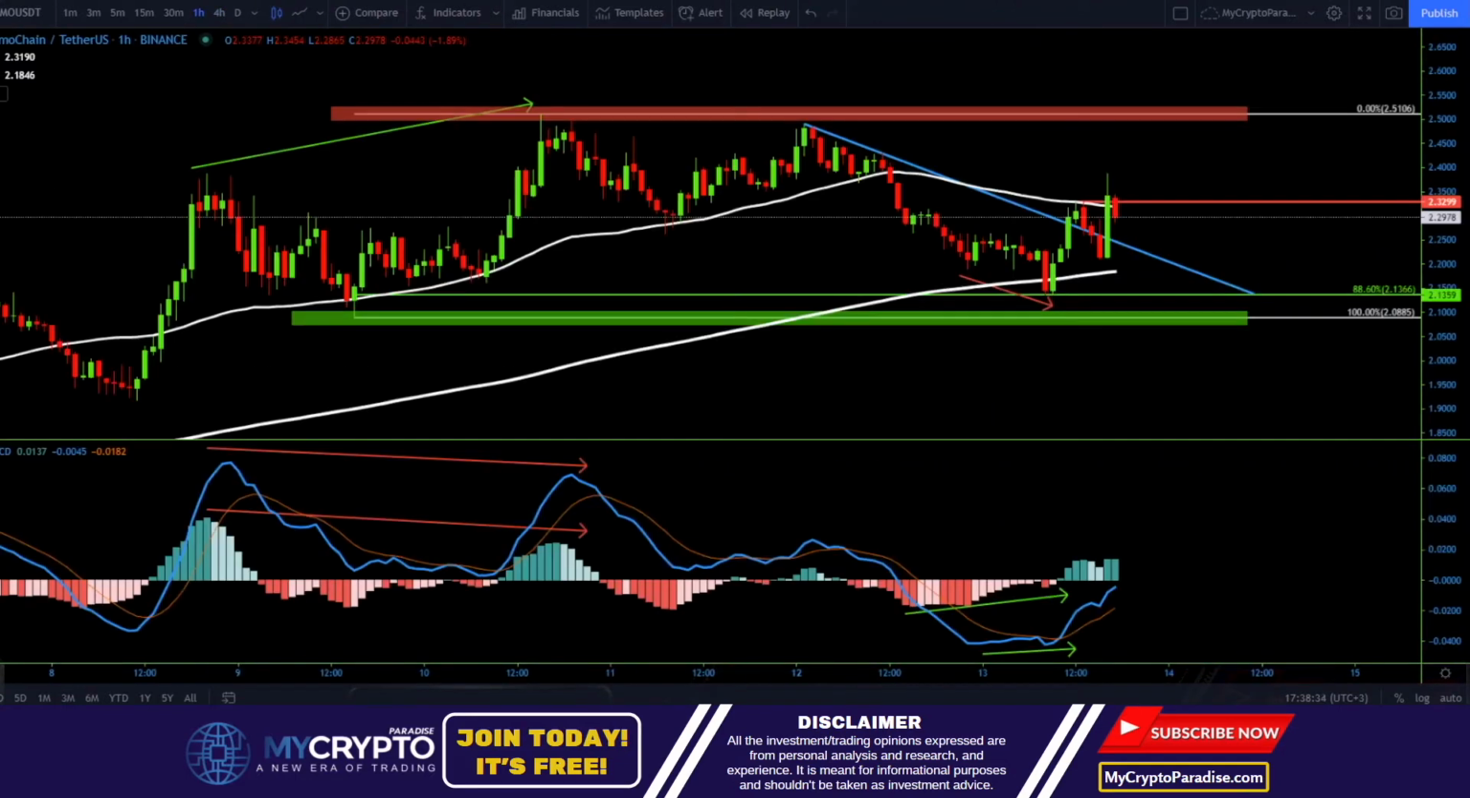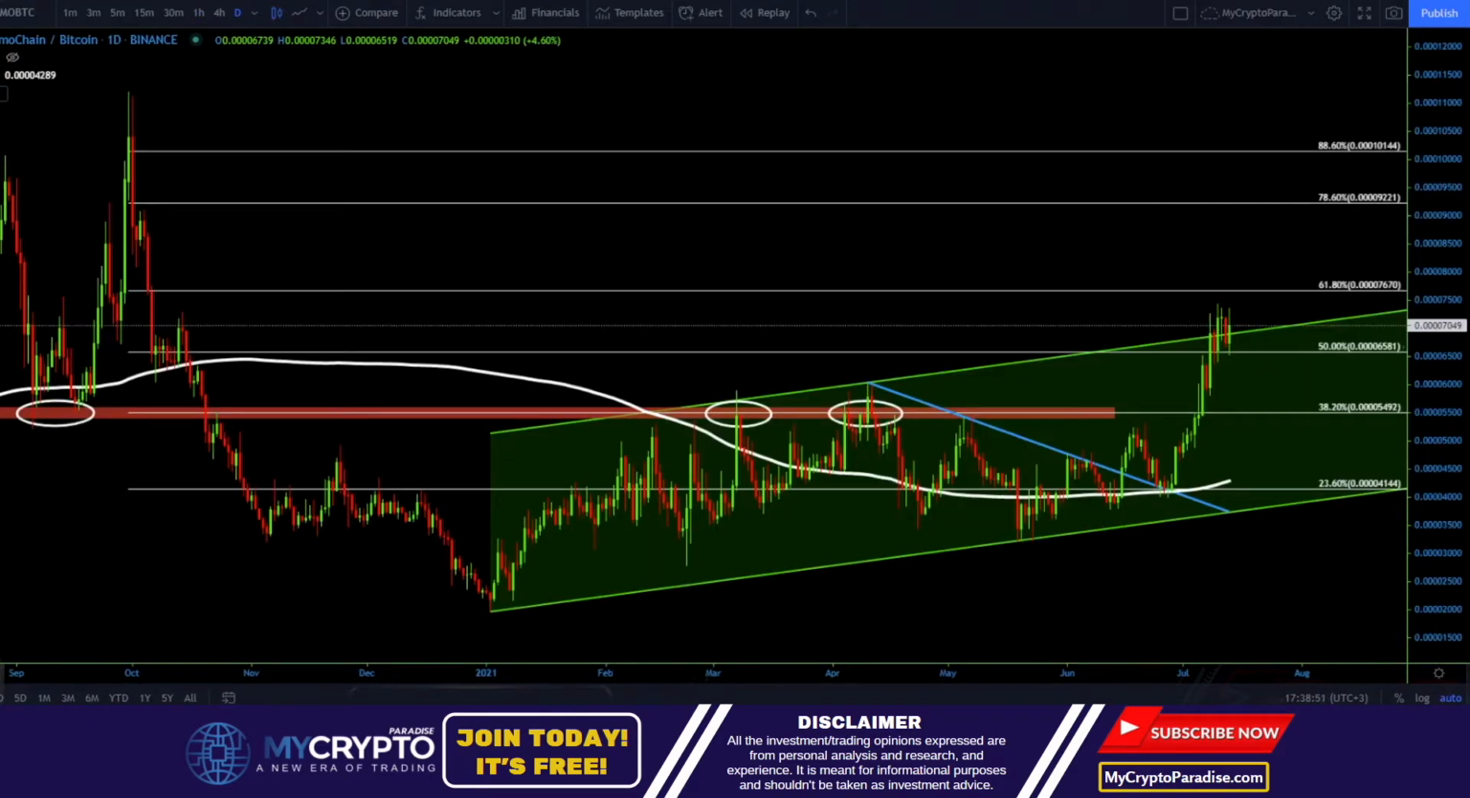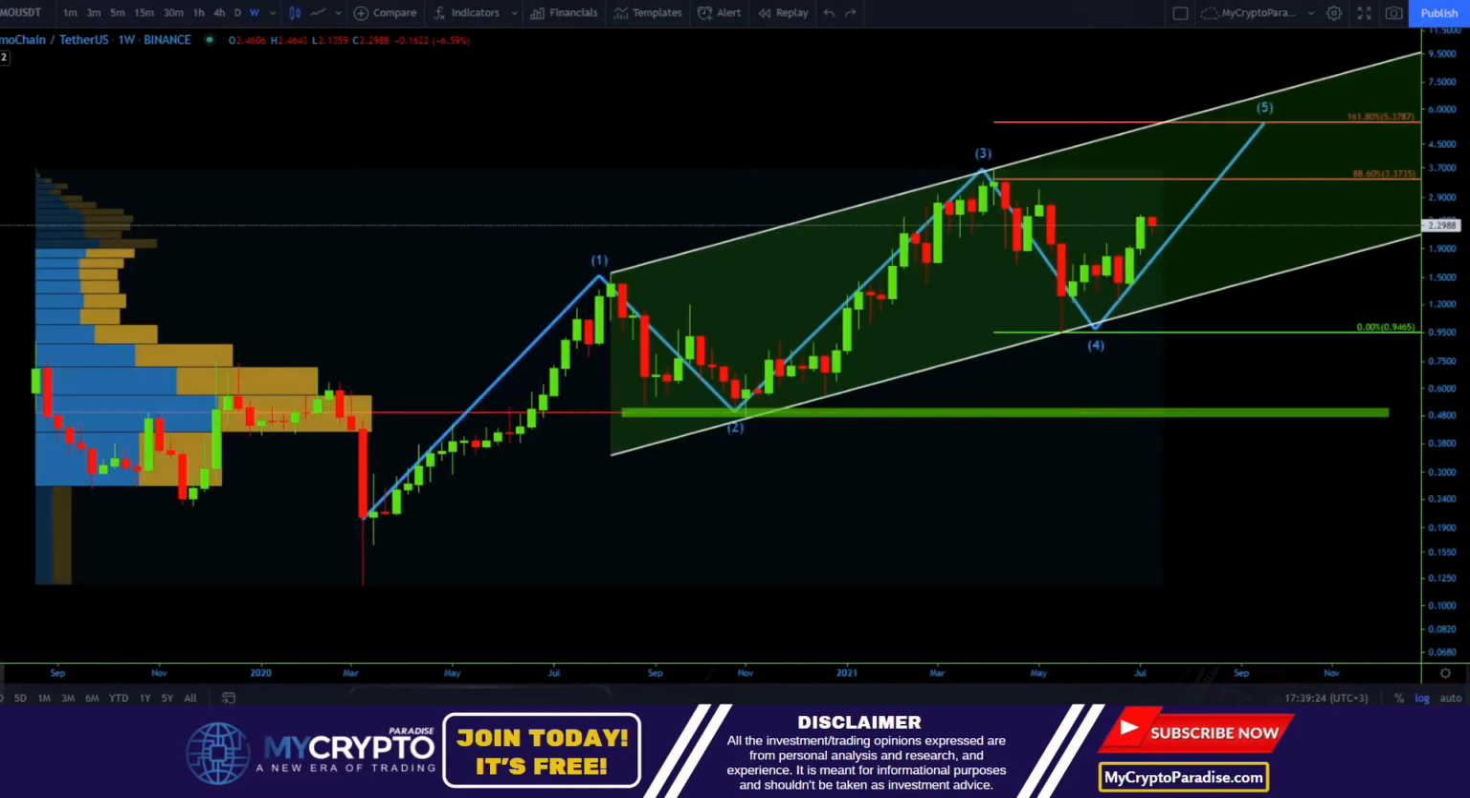At the same time, we will look at the consolidation phase, which we see on the 1-hour chart with the bullish and bearish divergence in place. And finally, we will analyze the TomoChain against the Bitcoin on the daily time frame. If you're ready to dive into these detailed analyses, grab your favorite drink and we are starting.